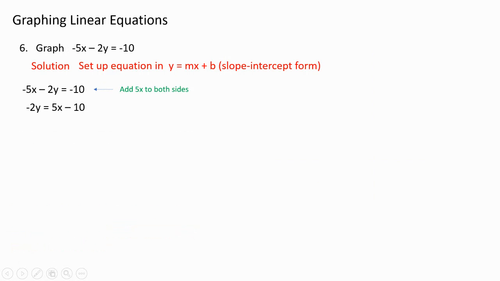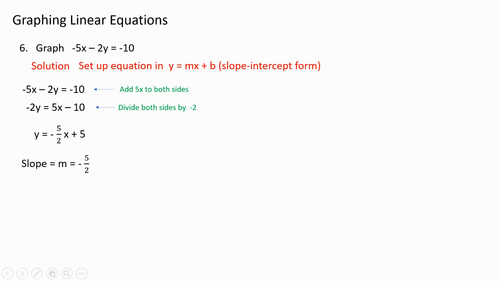So we add 5x to both sides, we're going to get negative 2y equals 5x minus 10. Then we divide both sides by negative 2, so negative 2 divided by negative 2 will give me my y. 5 divided by negative 2 will give me negative 5 over 2 times x. And negative 10 divided by negative 2 will give me a 5.